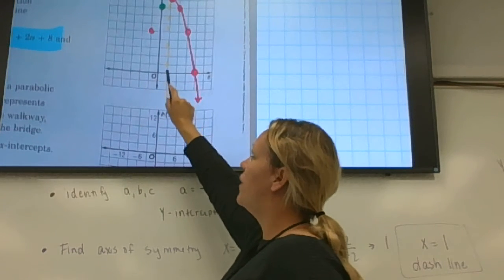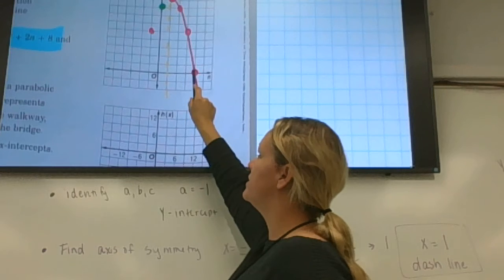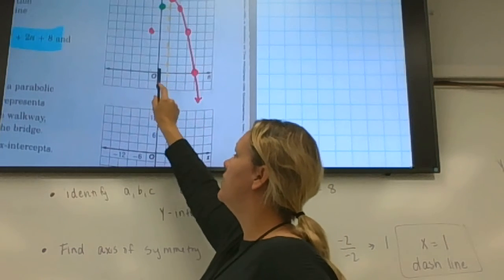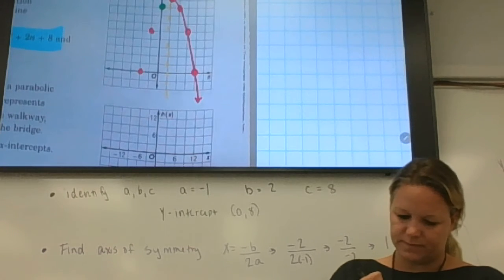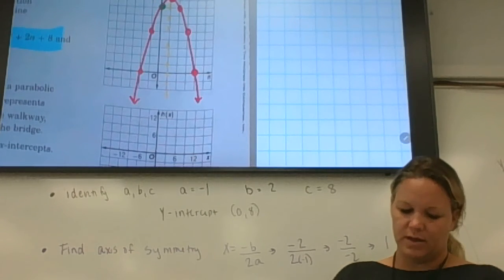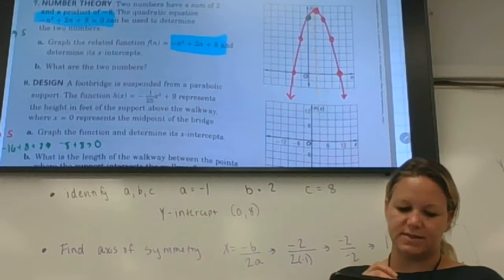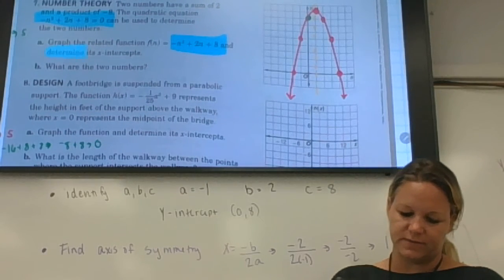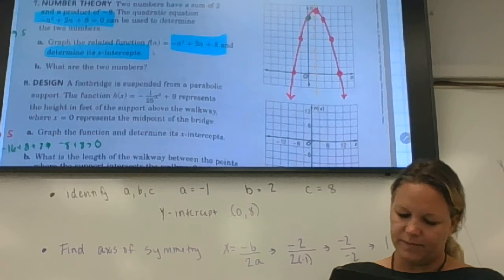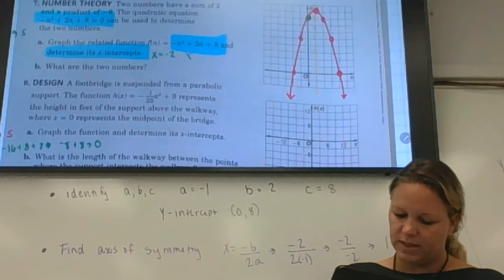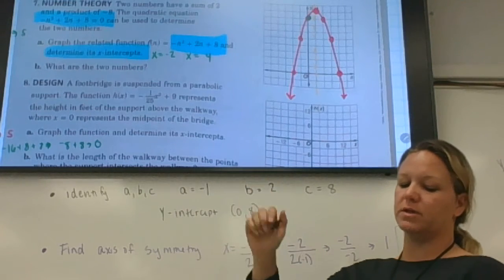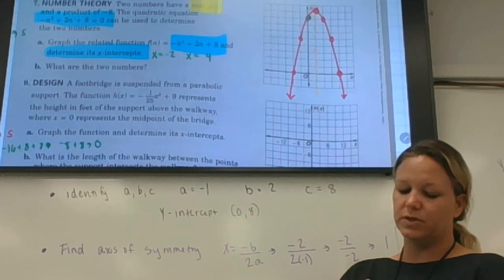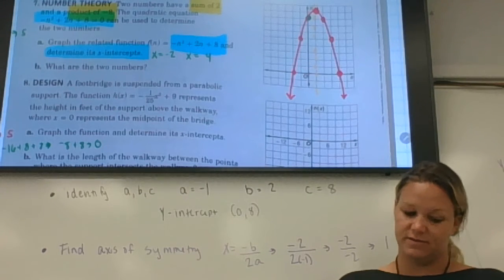It's from the yellow dash, 1, 2, 3 to the right. There'll be another point 1, 2, 3 to the left. So the problem asks us to determine the x-intercepts, and we found them. X equals negative 2 and x equals 4. And these are the numbers. These two numbers have a sum of 2 and a product of negative 8.